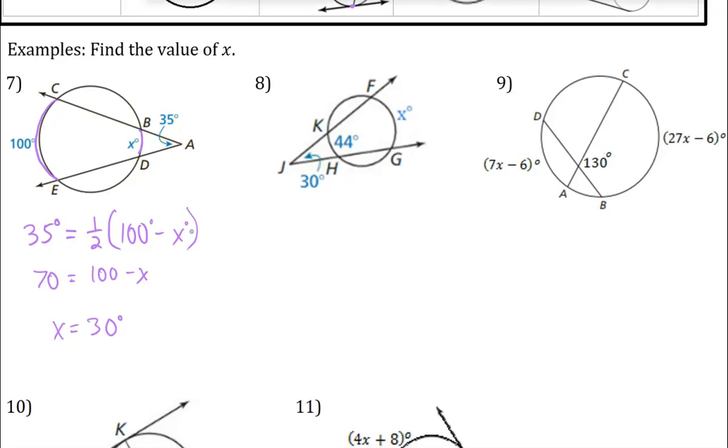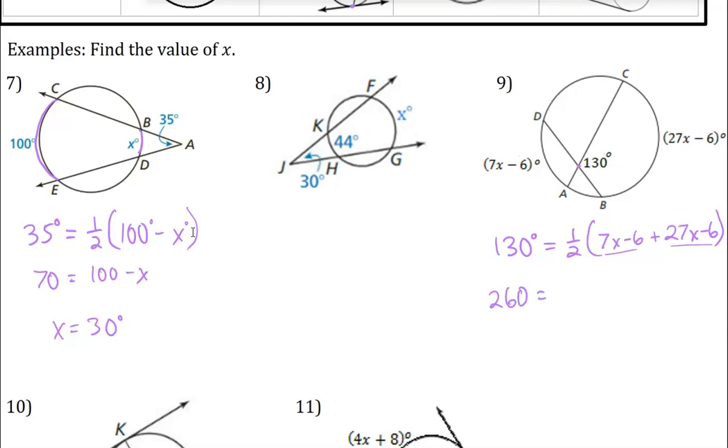So here we have two chords that are intersecting inside the circle. So the angle is half the sum of the arcs. Okay? I'm saying that sentence to myself as I'm writing. The angle is half the sum of the arcs, and the arcs are 7x minus 6 plus 27x minus 6. Okay, I'm going to multiply by 2 to get rid of the fraction.